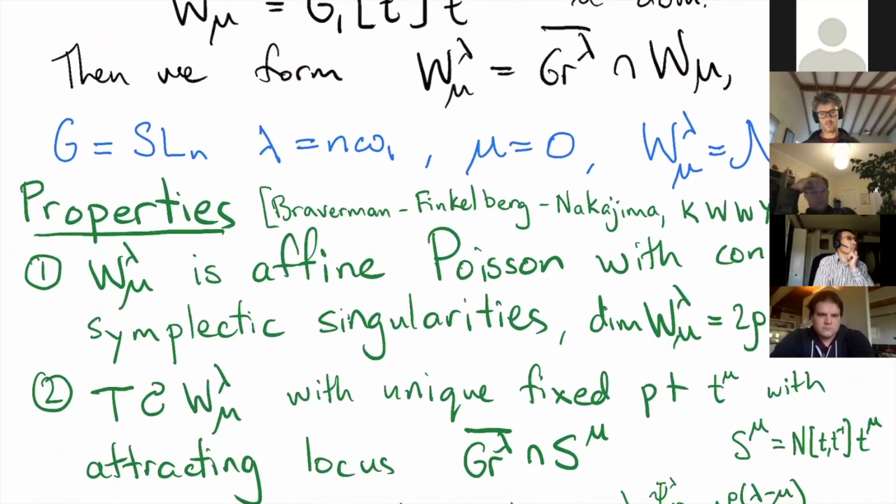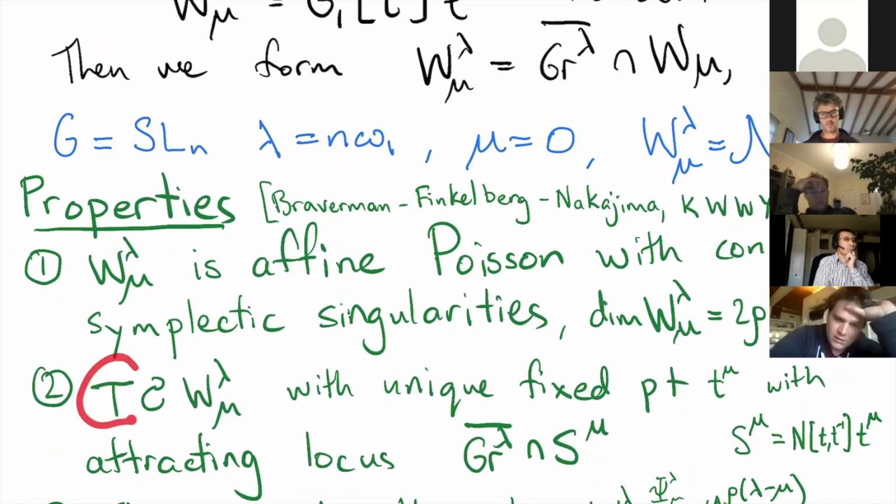Another nice property is we have an action of the torus of our group on W lambda mu. There's a unique fixed point, which is this point T mu. So T mu is the place where we took the orbit of the group W mu. So it will be contained in there. And for this action of this torus, we can consider the attracting locus, this torus acting in a Hamiltonian way with respect to this Poisson structure. So this attracting locus is Lagrangian and half-dimensional.